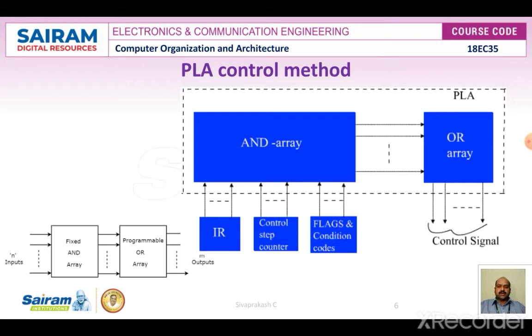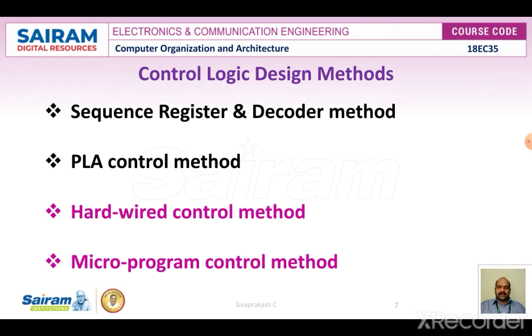Based on the fixed AND array and the programmable logic OR array, we produce the control signals. This method is very useful for producing the possible number of control signals, and the number of ICs and the number of interconnection wires is reduced by using this PLA control method. Let's discuss the next one: hardware control method and micro-programmed control method.